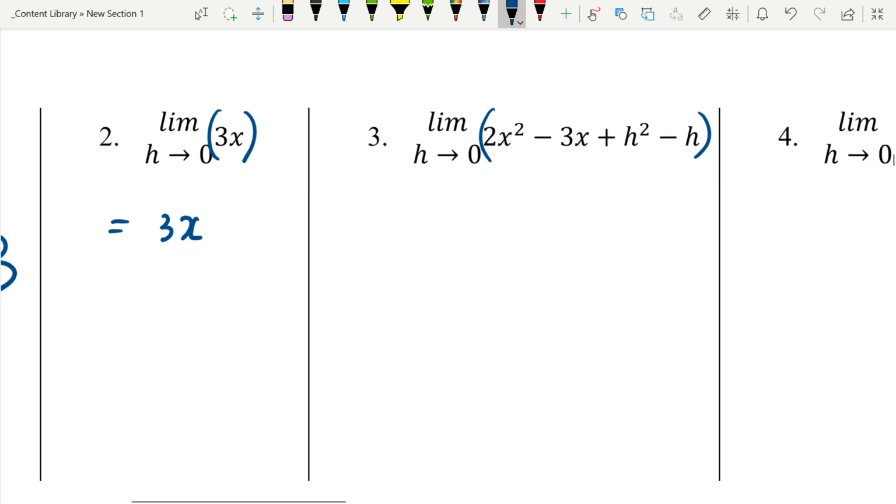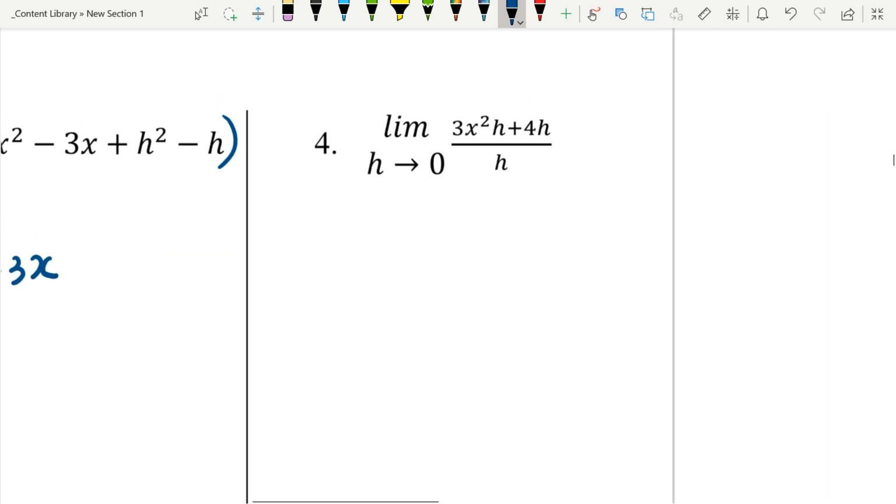All right, next one. What do you think this will be? You just sub h equals 0. h equals 0, that's it. x is not affected by h, so I only care about the h terms. Okay, what happened to this one?